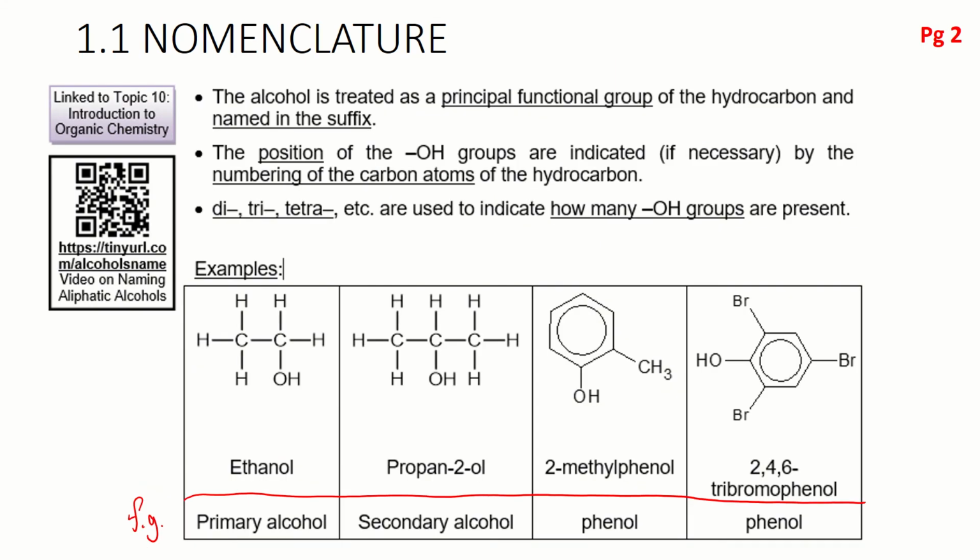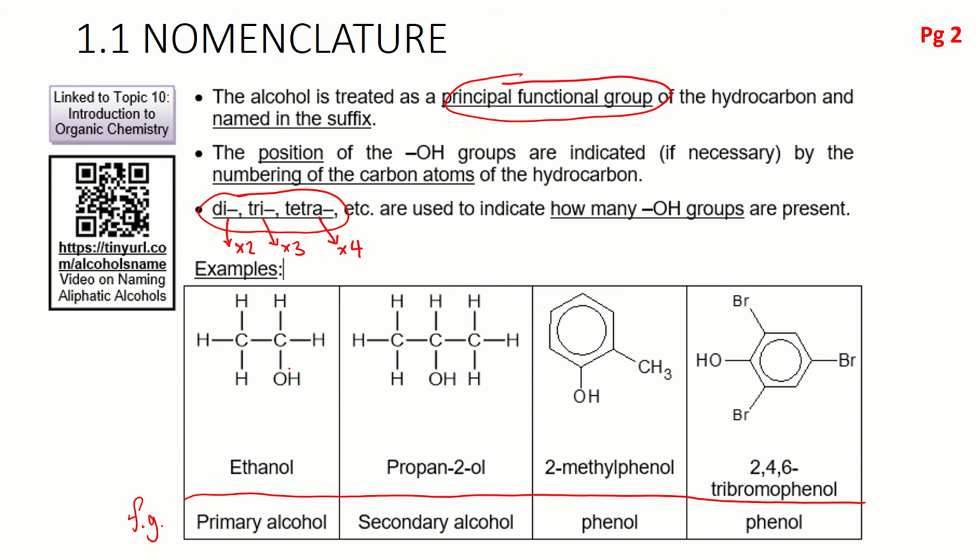Some nomenclature before we begin. Alcohol can be treated as the principal functional group of the hydrocarbon that we are given. If that is the case, we will put the name in the suffix. The position of the alcohol group also needs to be indicated, and how many alcohol groups are present will be determined by the term over here: di for 2 hydroxy groups, tri for 3 hydroxy groups, and tetra for 4 hydroxy groups. So, some examples over here.